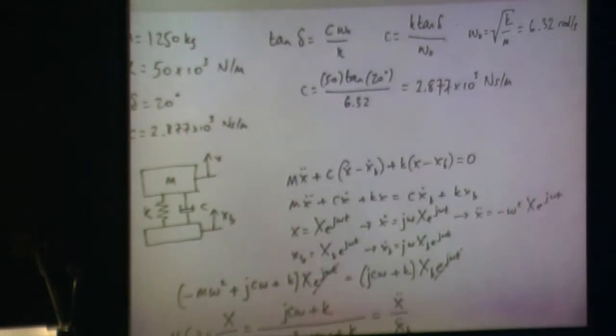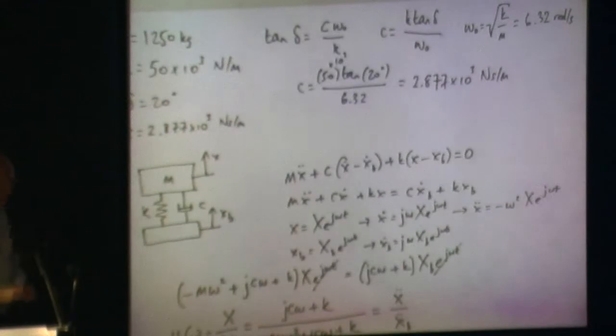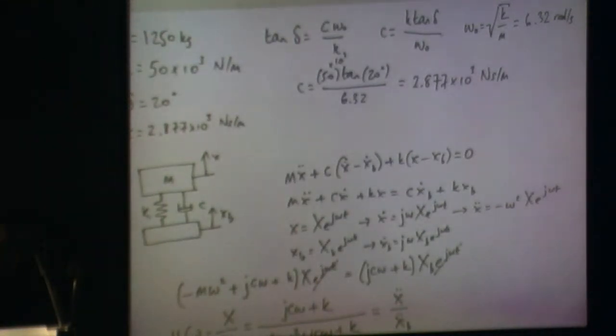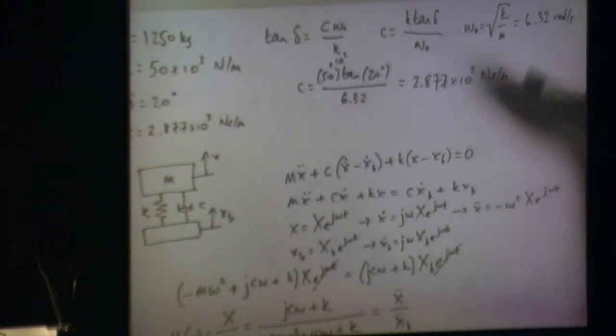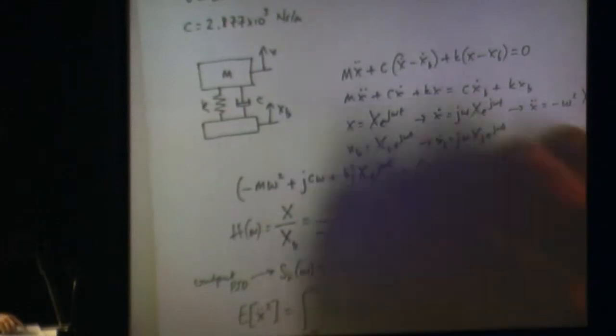Obviously I've got a 50 times 10 to the 3 here, I forgot that. 50 times 10 to the 3, that's my k term. Tangent of 20 degrees, don't forget to put your calculator in degrees when you're doing this, and you get 2.877 times 10 to the 3. So there's my c term.